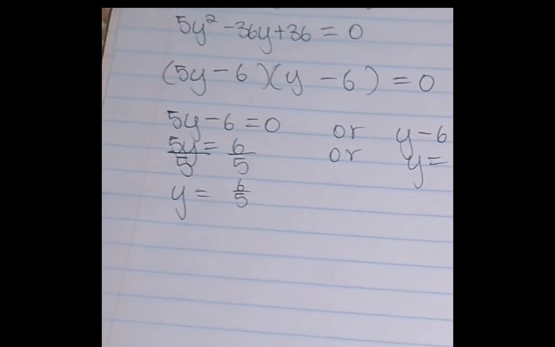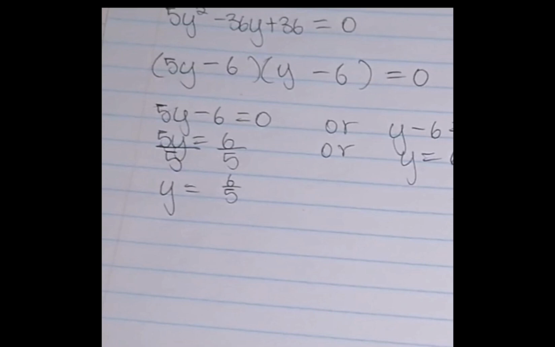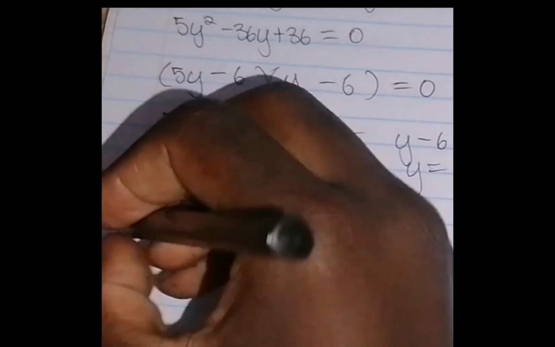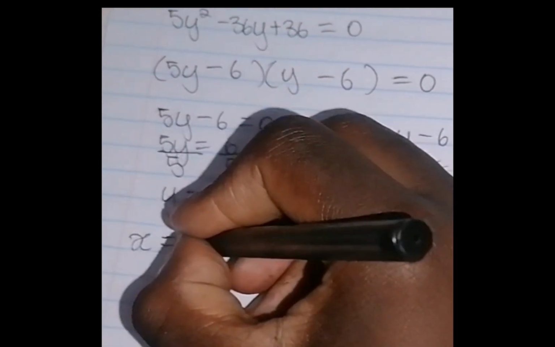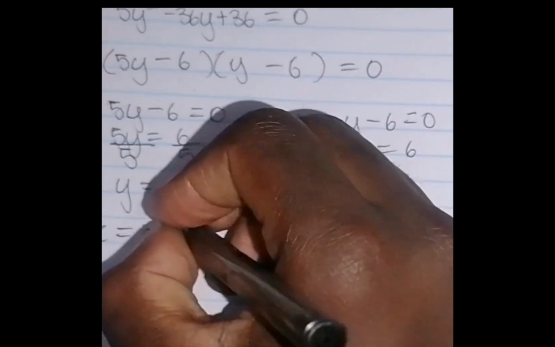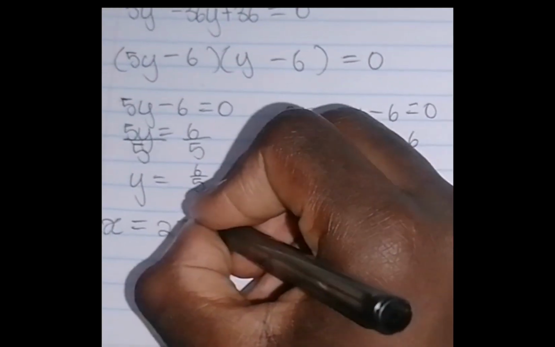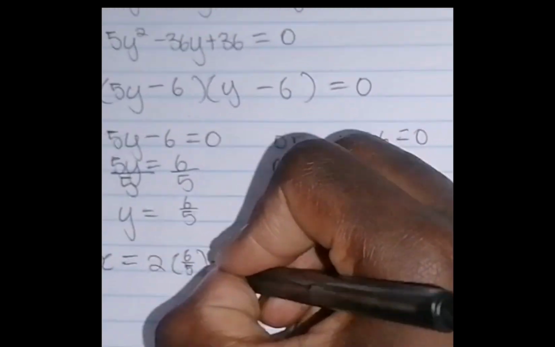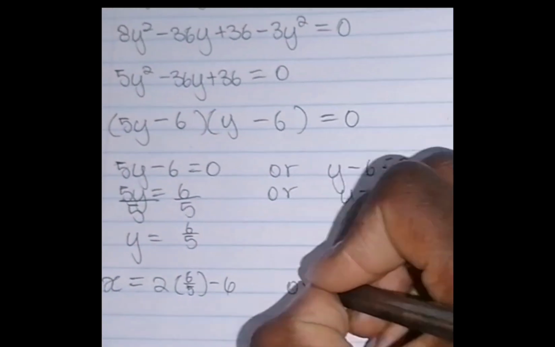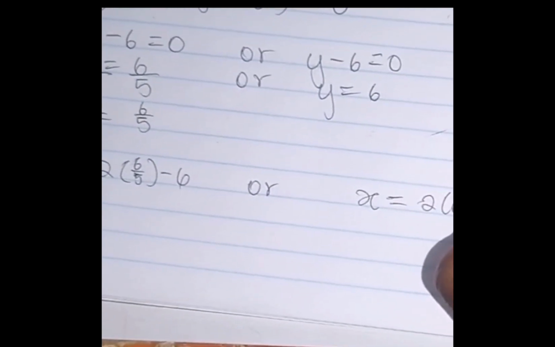Now since we have gotten the value of y, we'll be able to get the value of x. Now remember the third equation that we created. This is what is going to help us get the value of x so easily. So we're going to say x is equal to 2. Now we know the value of y, so we'll use both of these values because we are required to get two values of x as we have gotten two values of y. Minus 6, or x is equal to 2 inside the bracket 6 minus 6.